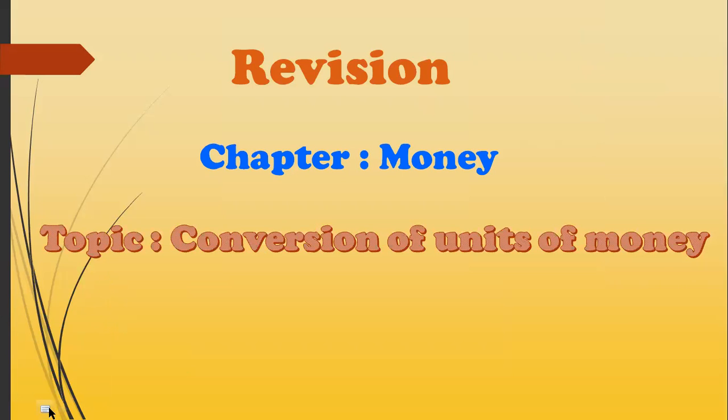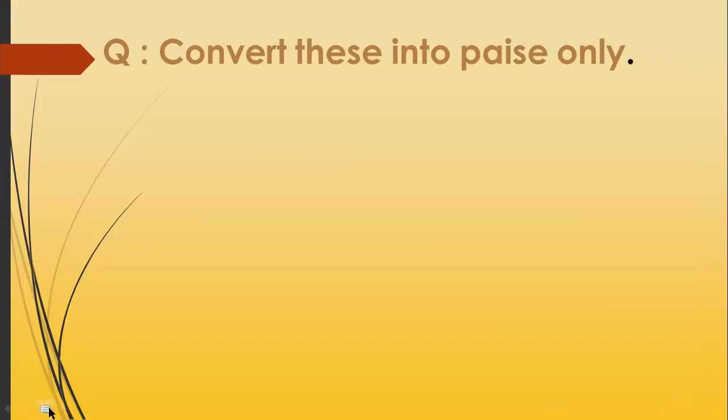Here you can see how we convert the rupees into paisa. As we all know, the Pakistani currency is called rupees and paisa. The unit of rupees is Rs, and the unit of paisa is P. Here we learn how to convert the rupees into paisa.